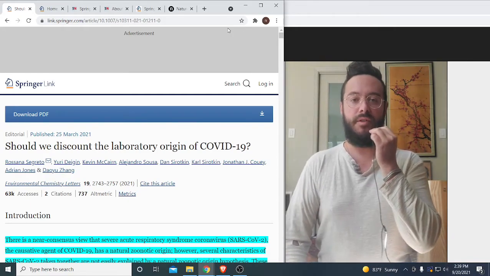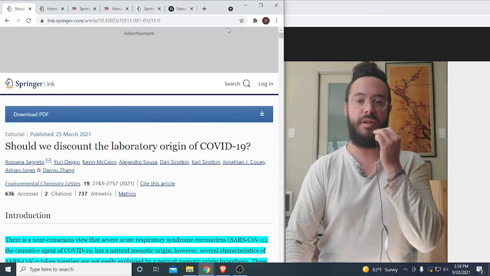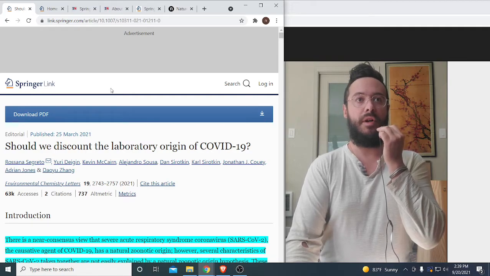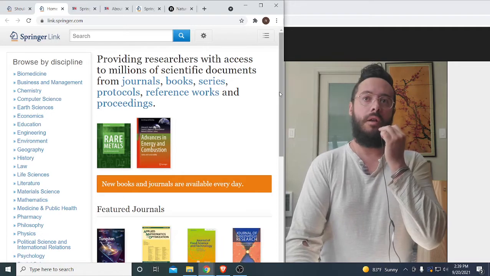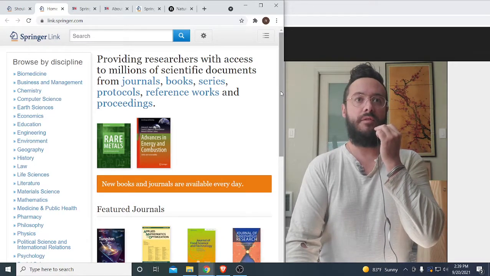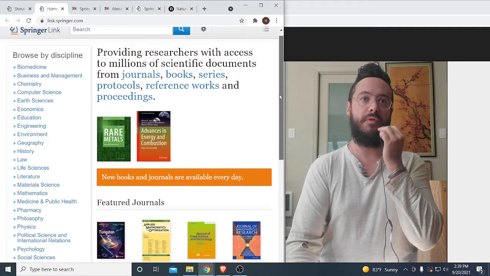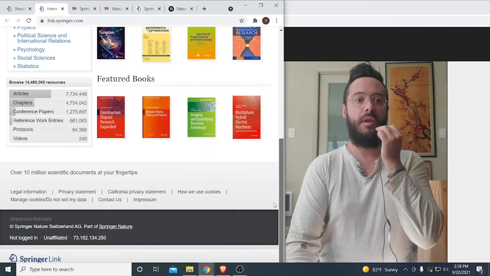Hope you're doing well. Today we're talking about the Wuhan Lab Leak again, going into a little bit more detail. Today we're in the medical journal called Springer. If you just go to their About section, they provide millions of scientific documents in the form of journals, books, references, all for free.